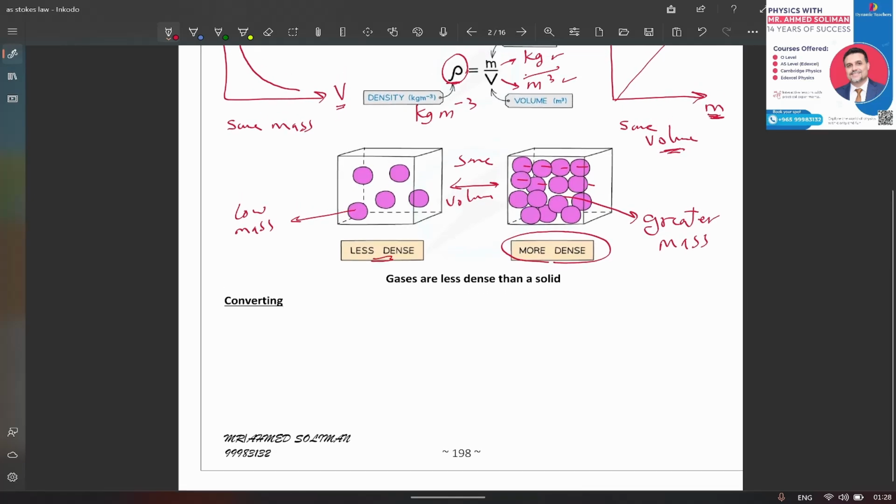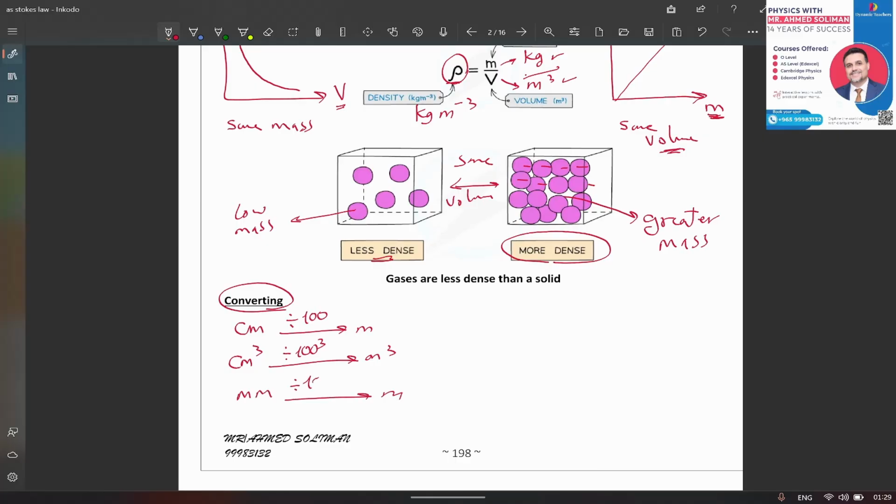Also, we need to talk about converting in this part. For example, if we want to convert from centimeter to meter, we need to divide by 100. What about centimeter cube to meter cube? It will be divided by 100 cube. Now, from millimeter to meter, we need to divide by 1000. From millimeter cube to meter cube, we need to divide by 1000 cube.